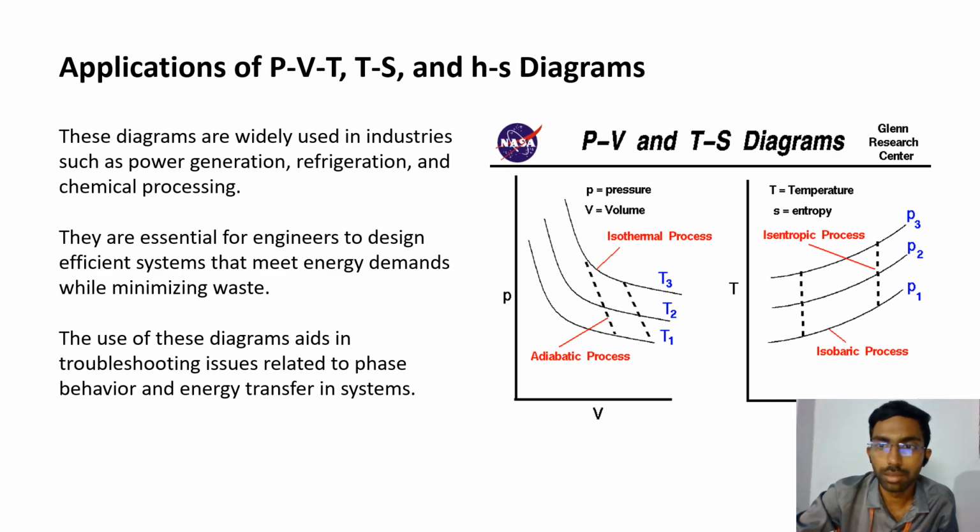The PV and TS diagrams. PV means pressure volume, TS means temperature entropy, isothermal and isentropic process. In the isothermal process, we take the PV diagram, where temperature is constant. In the TS diagram, pressure is constant. Here we see the dotted lines, which are the adiabatic process. Here is the isobaric process. In the PV diagram we can see the adiabatic process. In the TS diagram we can see the isobaric process.